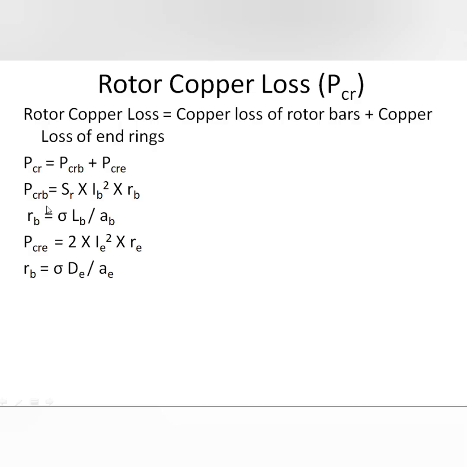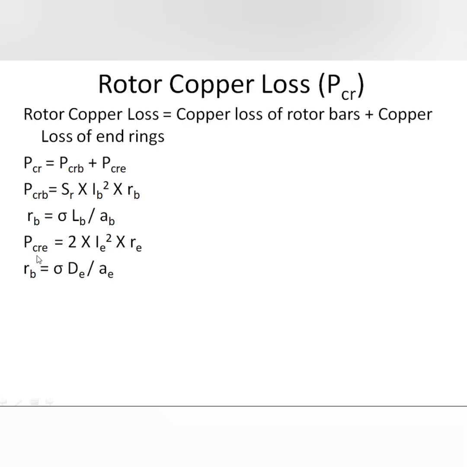We can calculate the copper loss of the rotor bar by using a formula SR IB square RB, where SR is the number of rotor slots, IB is the rotor bar current, and RB is the rotor bar resistance, where the rotor bar resistance can be calculated by using a formula rho LB upon AB, where LB is the length of the rotor bars and AB is the cross-sectional area of the bar. Rho is the resistivity of the copper conductors or copper bars which we generally use.